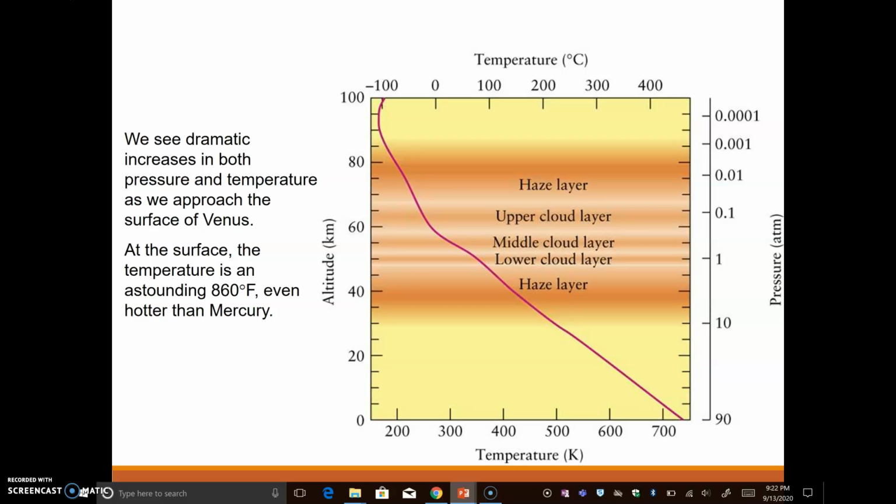Because of this, we see dramatic increases in both pressure and temperature as we approach the surface of Venus. And at that surface, the temperature is 860 degrees Fahrenheit. So even though it's further away from the sun, we actually get higher temperatures on Venus than we see on Mercury.